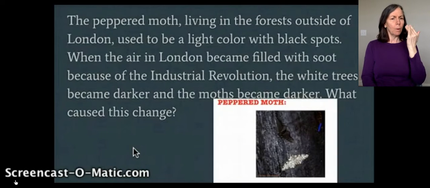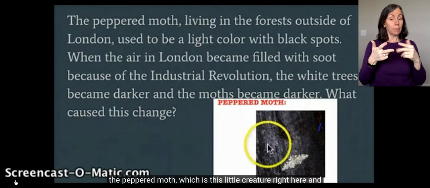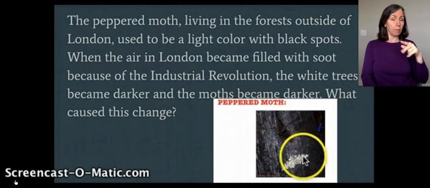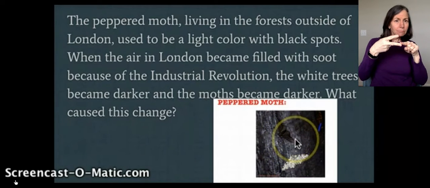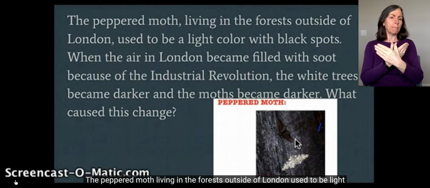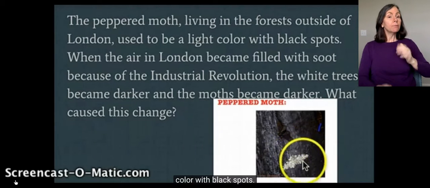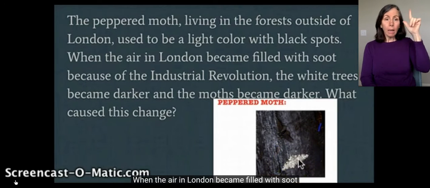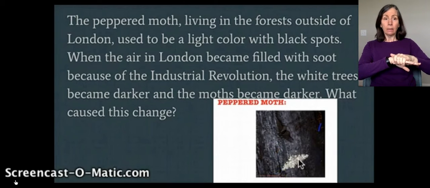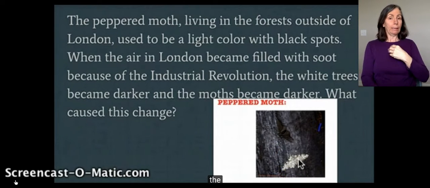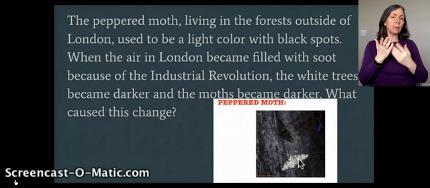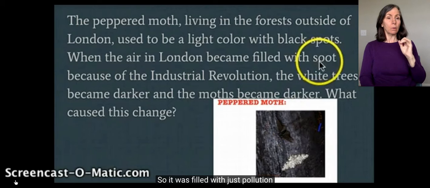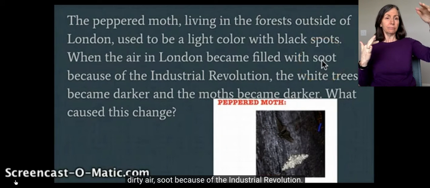And last, the peppered moth, which is this little creature right here, and this little creature right here. Moths are kind of like butterflies. The peppered moth living in the forest outside of London used to be light colored with black spots. When the air in London became filled with soot, the black stuff that is left after we burn things like wood and coal, so it was filled with just pollution, dirty air, soot.